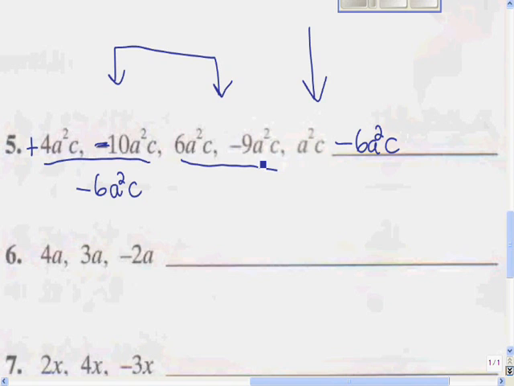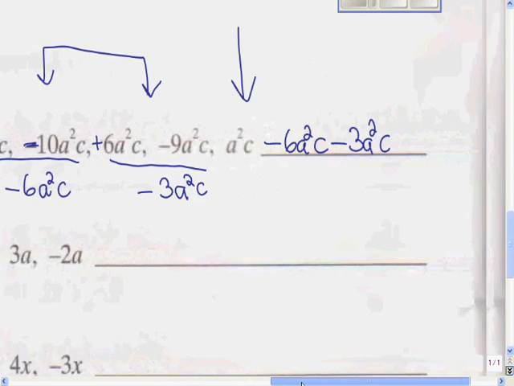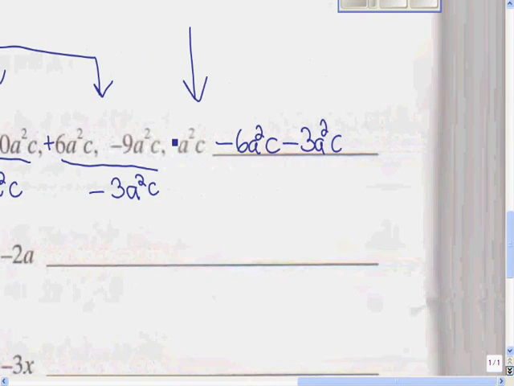Now I'm going to do this one, right? 6a squared c minus 9a squared c is going to give me negative 3a squared c. Why? Well, first I see that my signs are different, right? A positive 6 and a negative 9, I'm going to subtract. 6 minus 9 is 3, and the sign of my bigger number is a negative, so I know my answer is going to be negative 3a squared c. So I'm going to put that here, negative 3a squared c. And then finally, what I have left is an a squared c. Well, there's no sign in front of it, so I know it's positive, so I'm going to put a positive here.